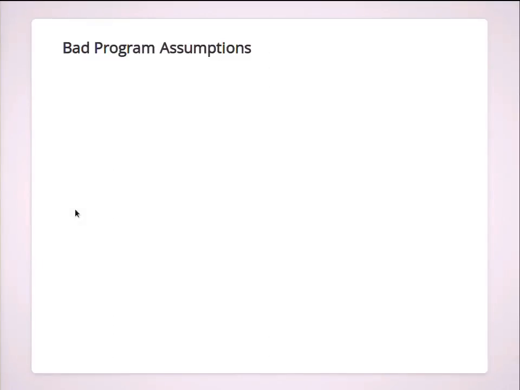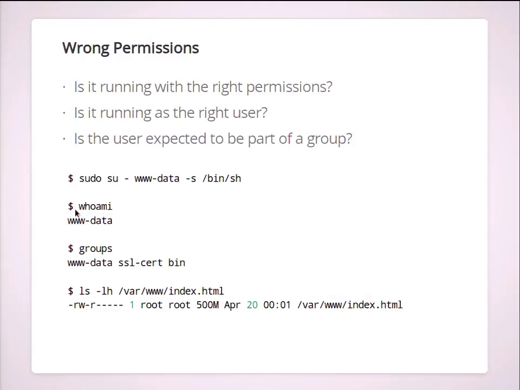Now I'm going to talk about bad programming assumptions, or bad program assumptions, not necessarily programming. And these are the most common ones. Something like wrong permissions. So Linux has this concept of who can read and write to these files, or who can even look inside these folders. So is it running as the right user? Is it running as the user I expect? And is that user part of a group that I expect?